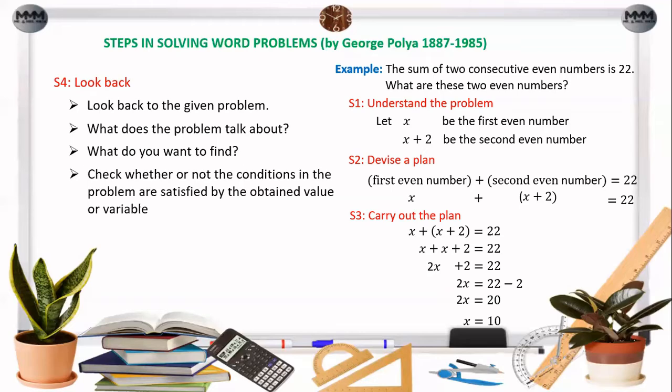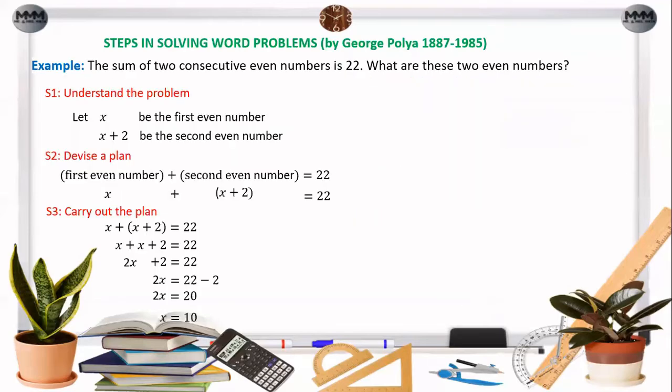So here it is very important to check whether or not the conditions in the problem are satisfied by the obtained value or variable. So let's proceed to step number 4 in this problem here. So what is the problem all about? Here, we are to find the consecutive even numbers, two consecutive even numbers. Now, take note that we represented it as x for the first even number.